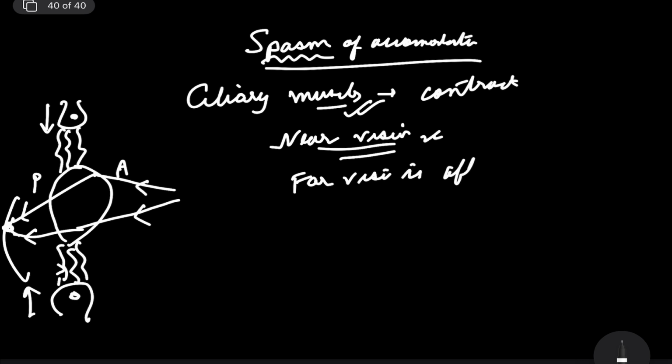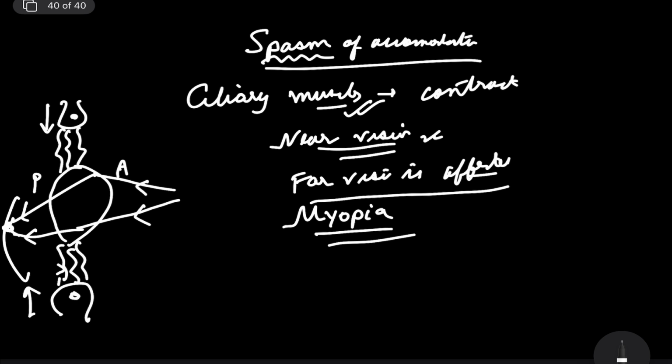Now, we just talked about a condition where the far vision is affected. What was that? Myopia. Myopia is also an optical anomaly where the far vision is affected. So spasm of accommodation is also another optical anomaly where far vision is affected. That is why spasm of accommodation is also known as pseudomyopia.